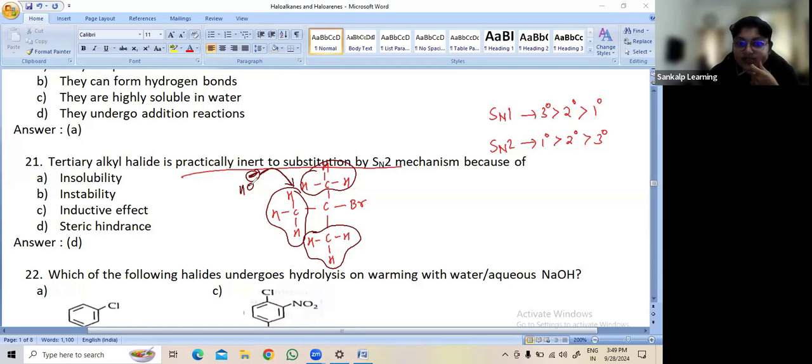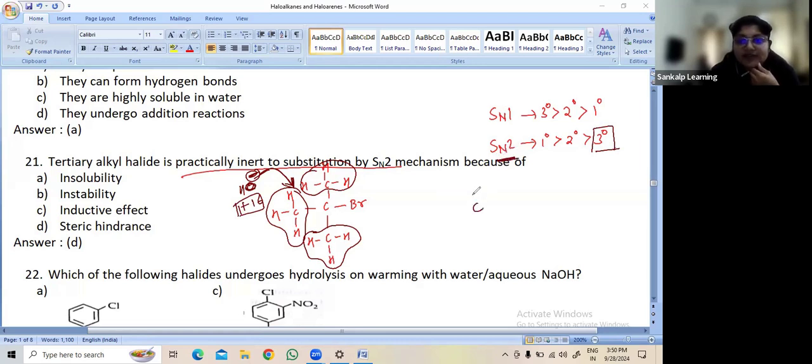Oxygen also, with molecular mass 16 plus 1, 17, is also a bulky group, right? So the attack of this nucleophile from behind is practically not possible because of the steric hindrance. So we say tertiary carbocations in case of SN2 are practically inert. It is not possible.